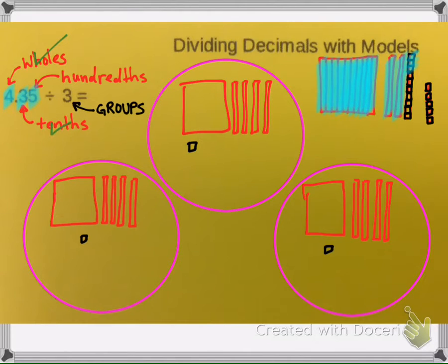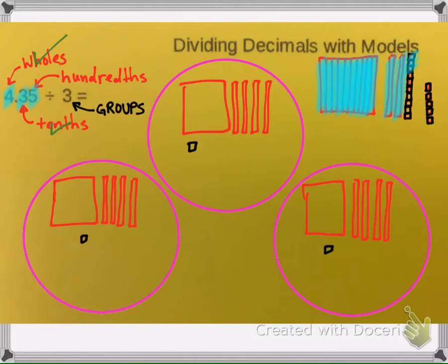You can do this with a highlighter in your paper if you want to, or you can just cross them out, or you can just keep count. Whichever way you want to do it is fine, as long as you can make sure that you have distributed the correct amount of hundredths or tenths or wholes into the groups, and you can keep track of them somehow.